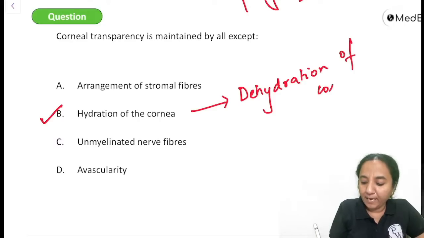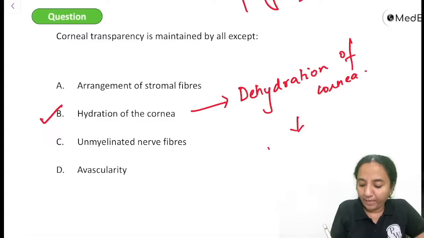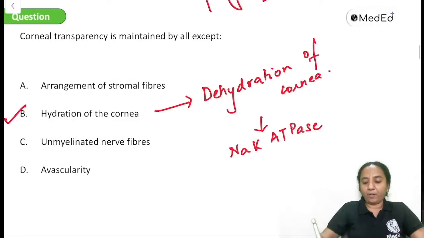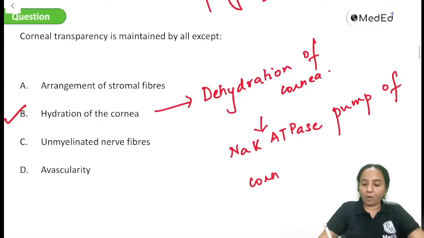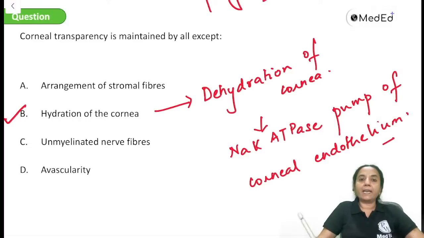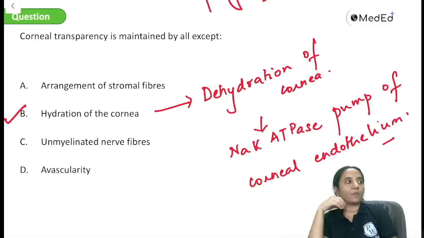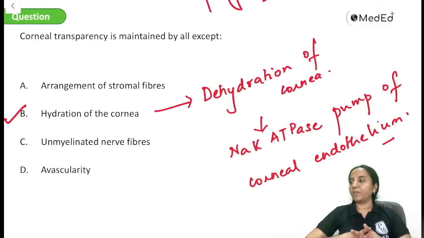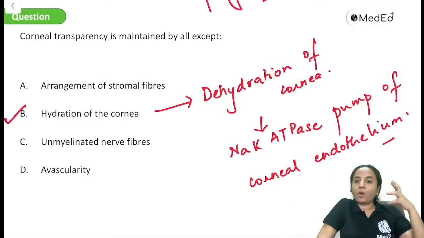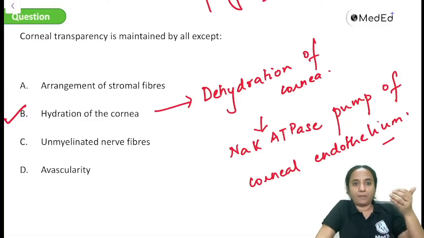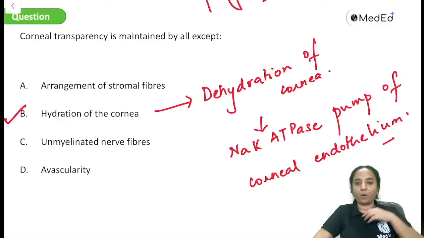Now, who maintains the dehydration of the cornea? This is maintained by the sodium-potassium ATPase pump of the corneal endothelium. It maintains the cornea in a state of dehydration, and this dehydration is actually responsible for the transparency of the cornea. So if the sodium-potassium ATPase pump is not properly functional, then the cornea becomes hydrated and edematous, and it loses its transparency. So corneal transparency is maintained not by hydration but by dehydration.